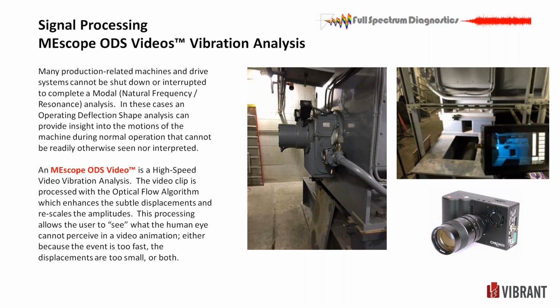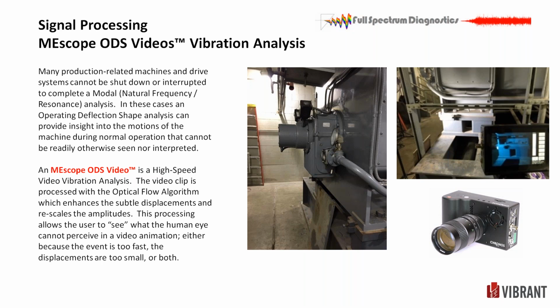Making that a little simpler, an MEscope ODS video is a high-speed video vibration analysis. Basically the same thing, except we don't have one roving transducer. We have simultaneously collected thousands of transducers. So every pixel on the screen potentially could be used in this analysis, which is about, at the highest resolution, about 1.3 million pixels.